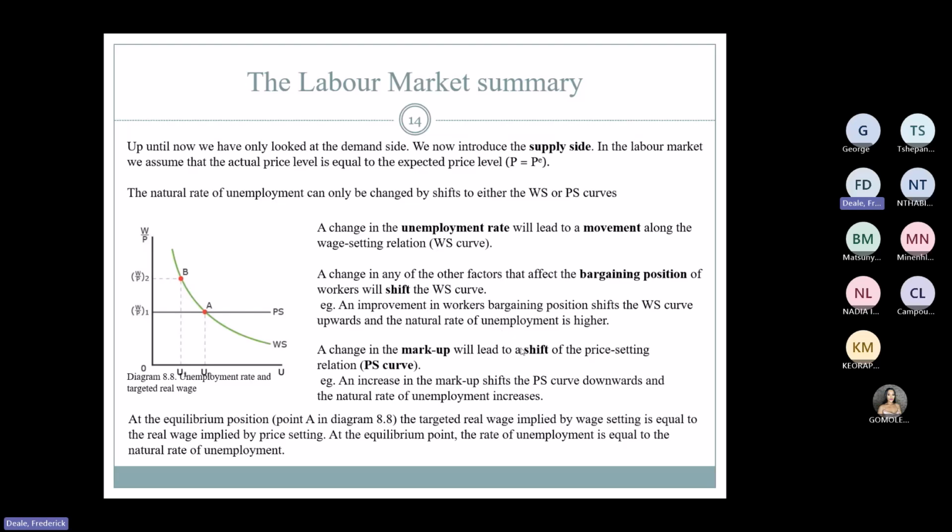A change in markup would lead to a shift in the PS curve. So an increase in the markup would cause a downward shift, a decrease in the markup, an upward shift. This really talks to the key things that we've learned, apart from being able to use the equations. Unemployment rate is just a movement along, bargaining position is a shift, markup is a shift, right? And then at the equilibrium position, the targeted real wage implied by wage setting is equal to the real wage implied by price setting. And that is the natural rate of unemployment, at that point A where the two intersect, where they are the same.